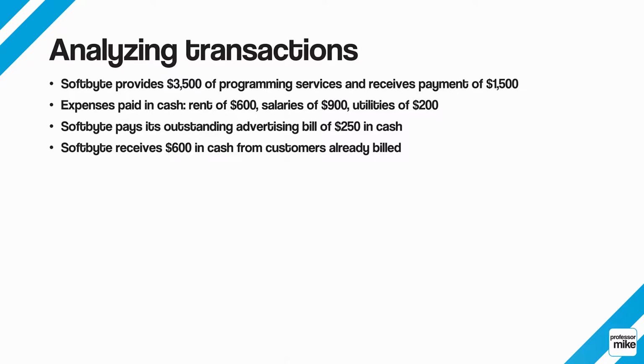Next up, SoftBite receives $600 in cash from customers already billed. So they already billed the customers, which means those accounts were receivable, and now they've received them. So if they get cash, is cash going to go up or down? Well, first of all, is it a business transaction? Yes. Which accounts are being affected? Cash and, I heard you say it, accounts receivable? Absolutely, because they were already billed. If we receive some, the receivable should go down. So an asset, cash, goes up, and an asset, accounts receivable, is going to go down.